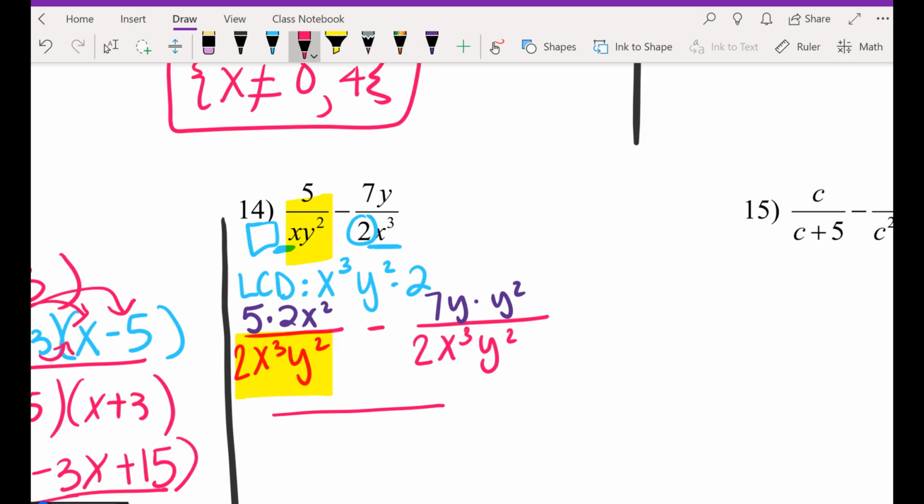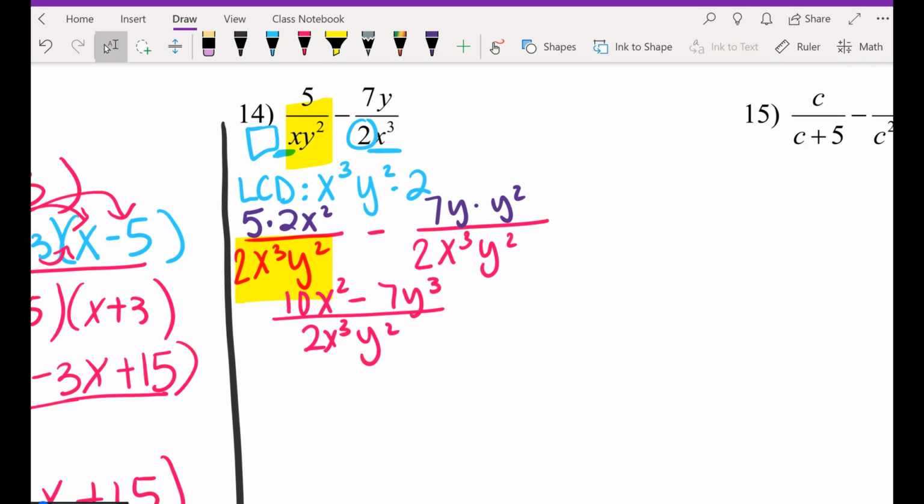The denominators are identical. So now we have 2x cubed y squared as the common denominator. Over here, I have 10x squared minus 7y cubed. Can someone confirm those for me? Can I factor out anything on the top? No. Okay, box it up.